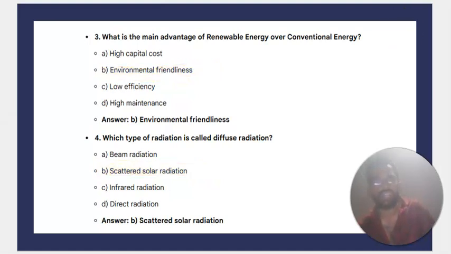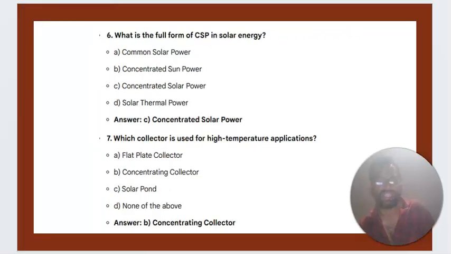Now we can move on to the next slide. You can see some more important bits. In the fifth slide, the sixth question: what is the full form of CSP in solar energy? This is a very important topic. What is CSP, especially in the solar energy category?